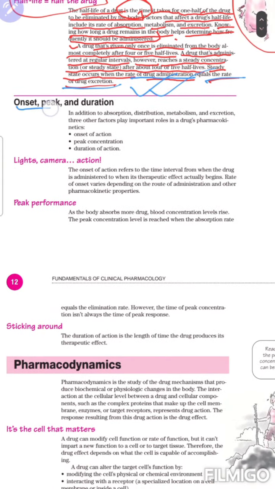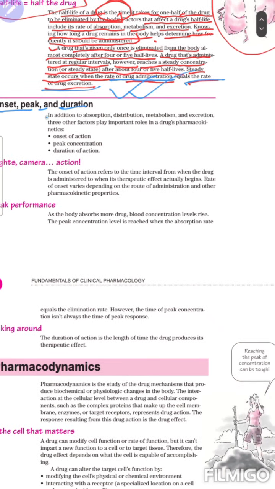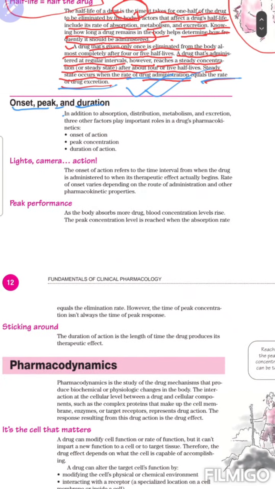Now we will see about onset, peak and duration of action. In addition to absorption, distribution, metabolism and excretion, 3 factors play a role in a drug's pharmacokinetics: the onset of drug action, peak concentration of the drug and duration of drug action. Like light, camera and action.